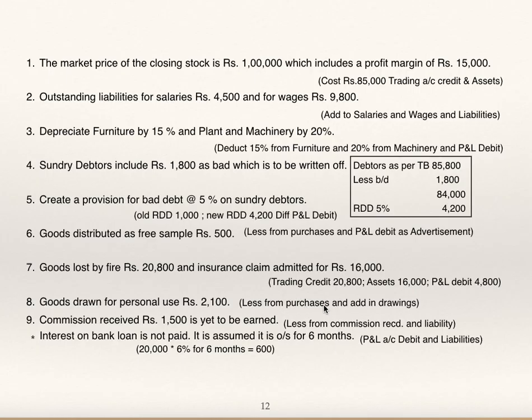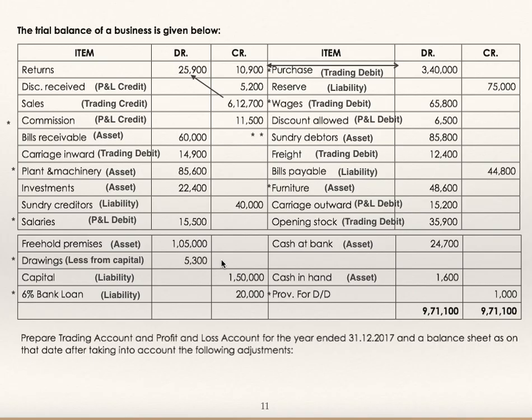It is to be deducted from purchases and added in drawings. Goods used by the proprietor for his personal use. So this is to be added in drawings, and both 5300 plus the amount used for personal purpose, both to be deducted from capital. Capital is to be shown on the liability side of the balance sheet. 6% bank loan is to be shown on the liability side of the balance sheet.